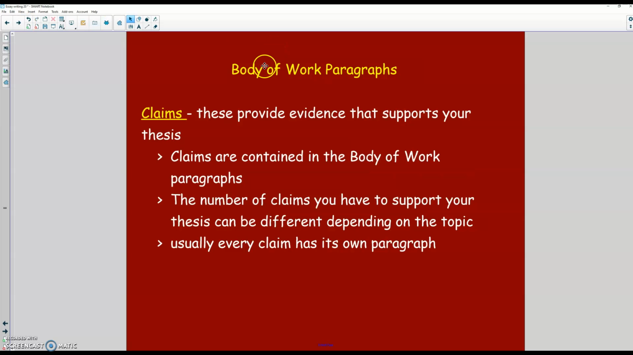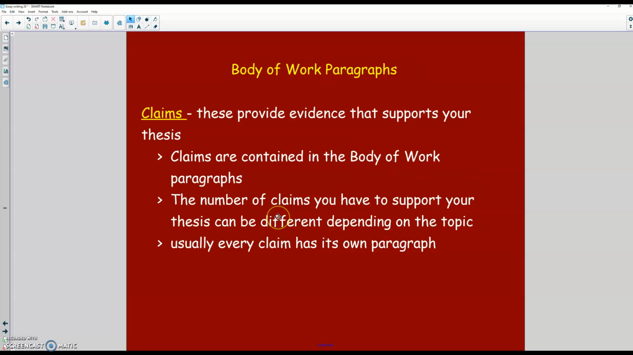So, the second paragraph would be the body of work. And this is where you make your claims. And for you, it'll be, again, the artifacts and inferences. You need 3 artifacts and 9 inferences, 3 for each artifact. They provide the evidence that supports your thesis. So this is going to be like you're sort of a history detective.